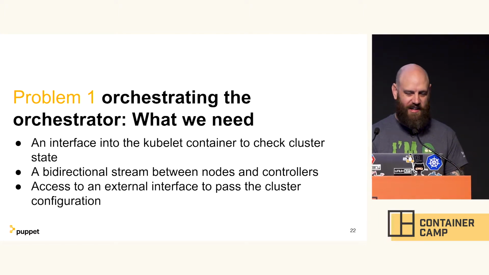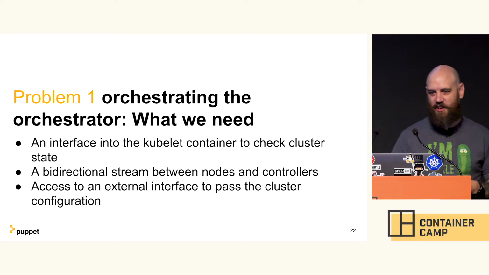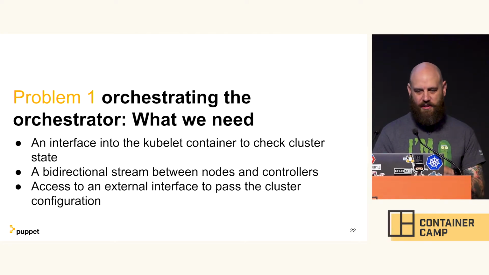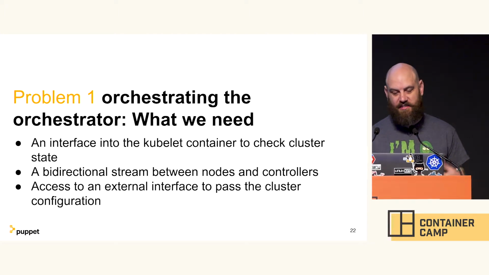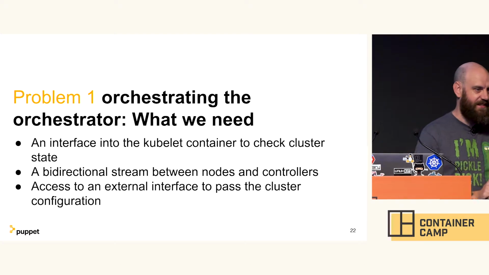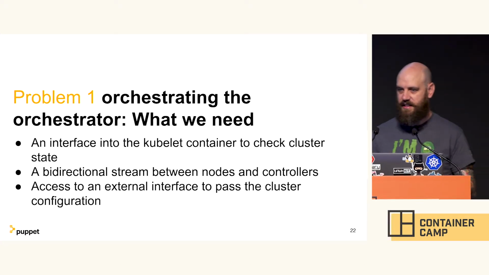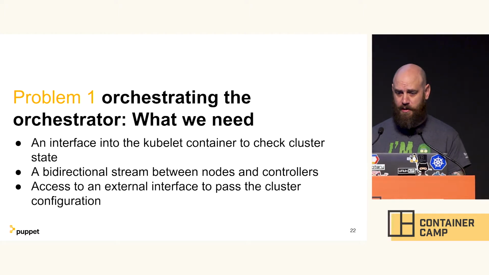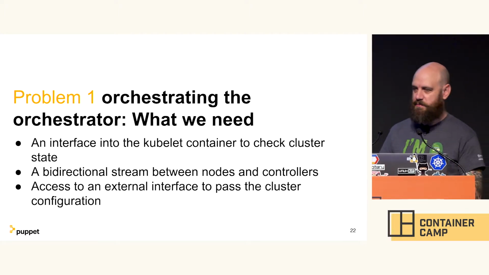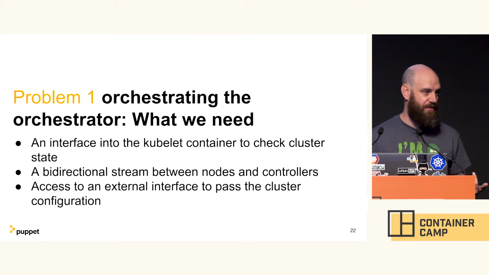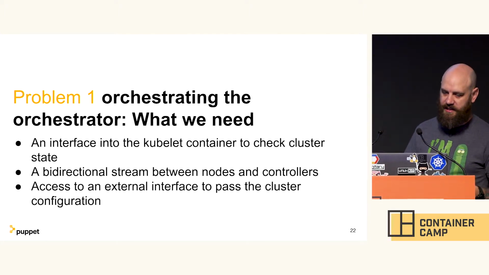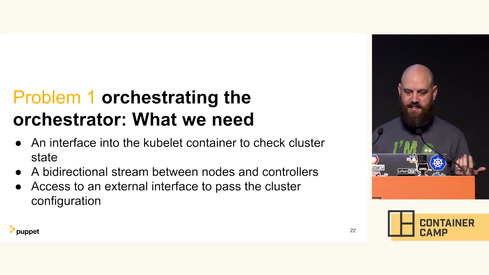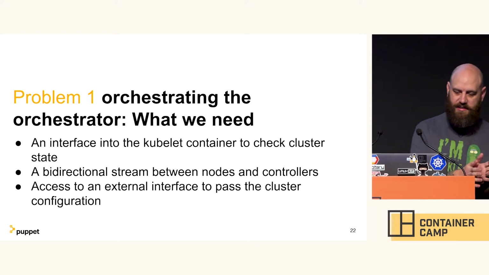This is quite a problem for us now. So we're running Docker. So how do we do this? We need something to interface into the kubelet container to do cluster state and also be able to run tasks against the cluster to see how it's polling. By that, it means we need bidirectional streams between nodes, because there can be events on a node that get triggered from the node that need to be sent to the controller and vice versa as the cluster's spinning up. And we need to access an external interface to cluster configuration.